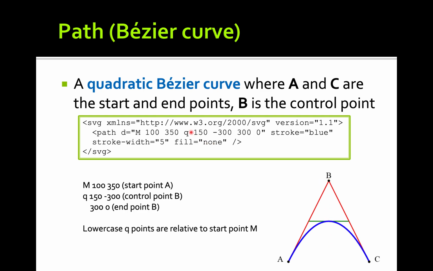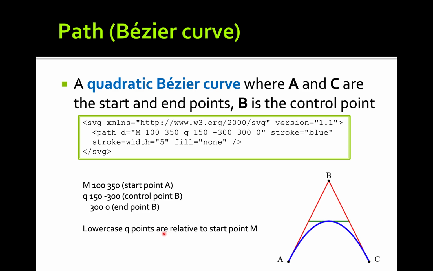So this second value after q, this point 150 minus 300, is actually representing the b, and the 300 is representing the point c. So that should be c, not b. Again, if you look at that, they are at the same level, so the value of y is 0, but the value of x is increasing on the right side and decreasing on the left side. So it is 300 on the right.